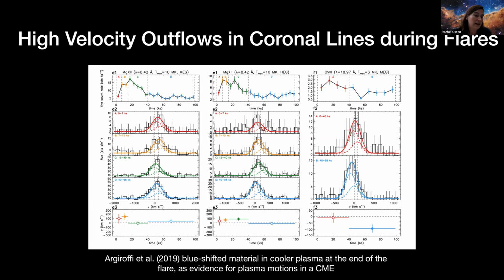There's a light curve, and then there's a spectrum at each of these times with a Gaussian or multiple Gaussians that have been fit. And then on the very bottom plot, there's the inferred velocities as a function of time. The thing that these authors pointed out was that the very coolest plasma, that oxygen 8 plasma, appeared to show an evident blue shift late in the stages of the flare. And they suggested that's evidence for plasma motions in a coronal mass ejection.